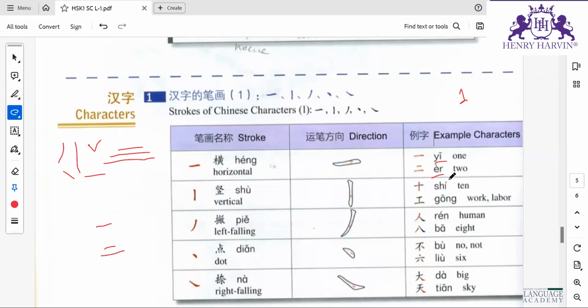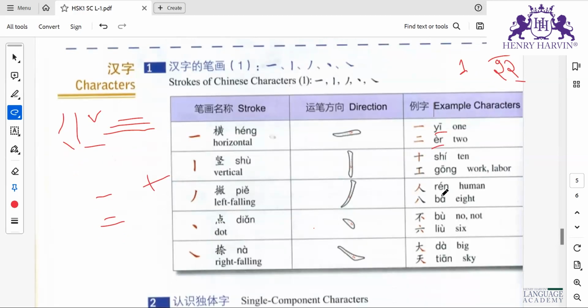This is shi. Sh and i, this i sound just a little longer. Shi is number 10. This has two strokes. These are all the characters, these are the pinyin, these are the meanings, and these are the strokes.